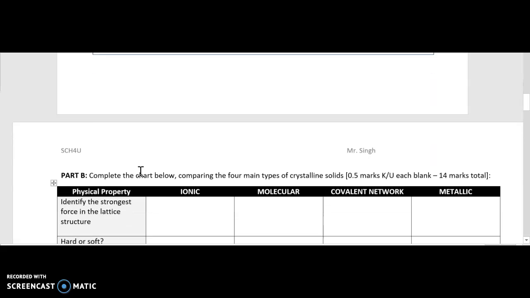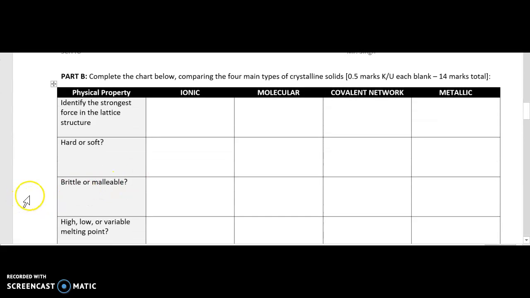The second part, part B, is just a chart that's going through the four main types of crystalline solids. So these are the ionic, molecular, covalent network, and metallic. So I'm just going to go through these properties. So first one says identify the strongest force in the lattice structure.